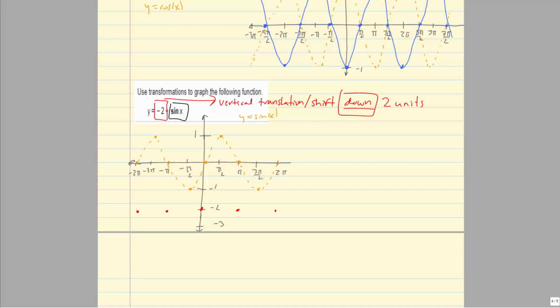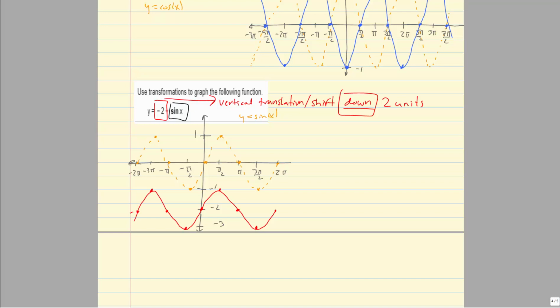Now this point right here at 1, if I move it down 2, will move down to -1. And then this point that's already at -1 will move down to -3. And again, the scale is a little bit off, so it's going to look a little squished. Here's the other one, move down to -3. So now this is my actual graph, and I connect them with a smooth curve. So that's my new graph.